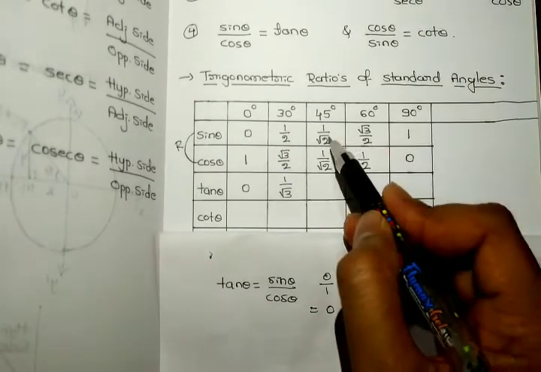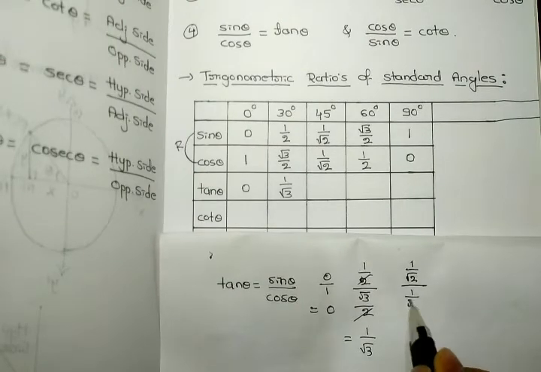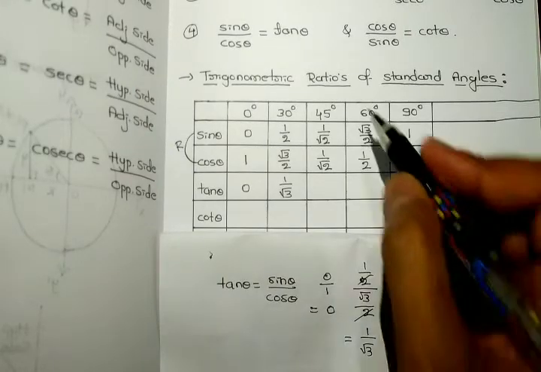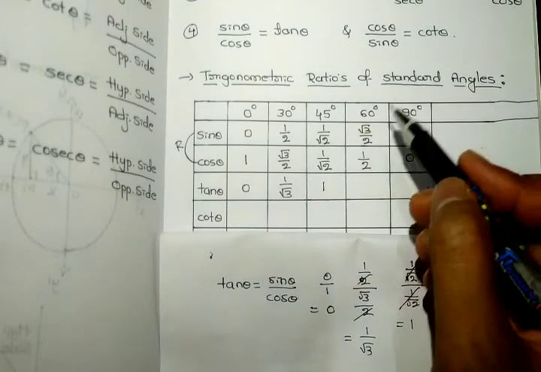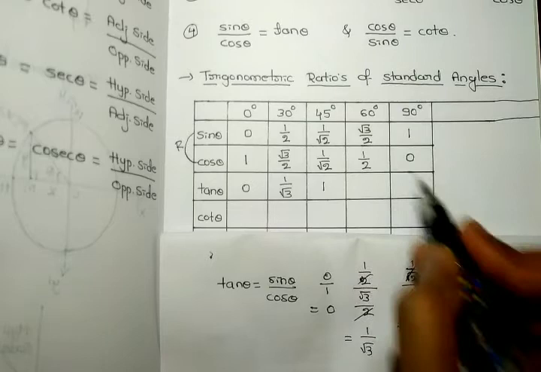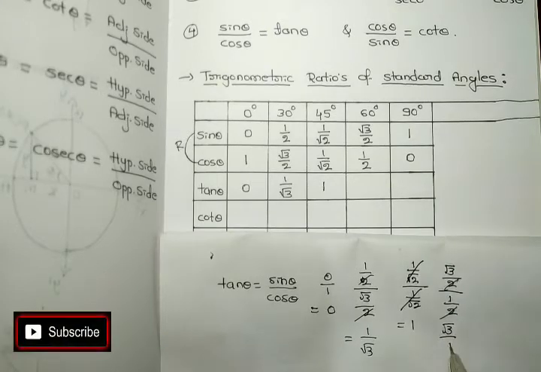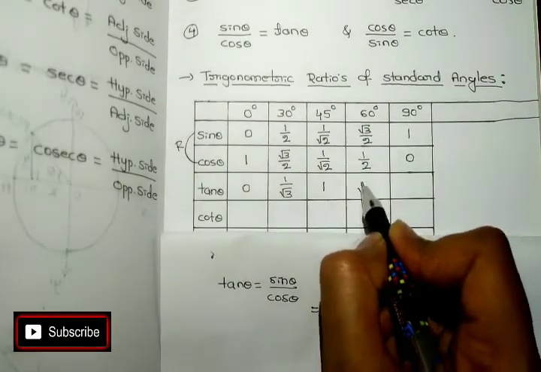Next, 1 upon root 2 divided by 1 upon root 2, both get cancelled. So what is the remaining value? 1. Next, root 3 divided by 2 divided by 1 divided by 2. Cancel 2 and 2. Root 3 divided by 1 is nothing but root 3.